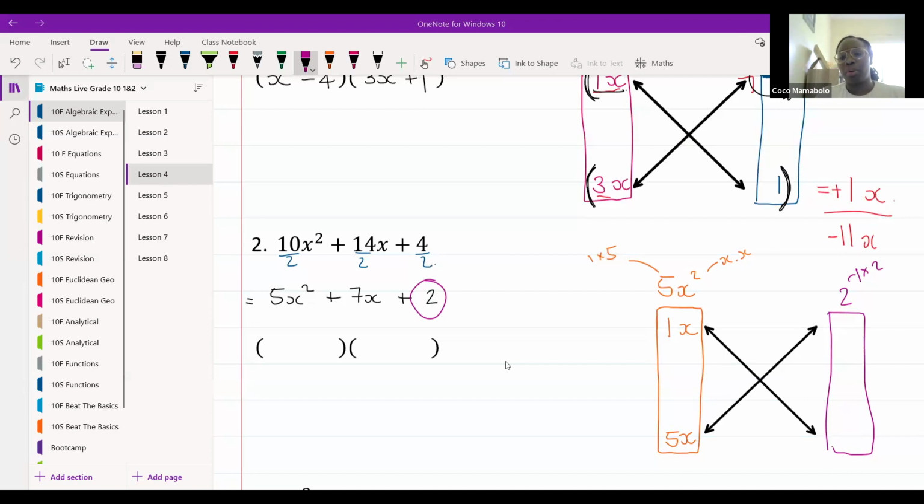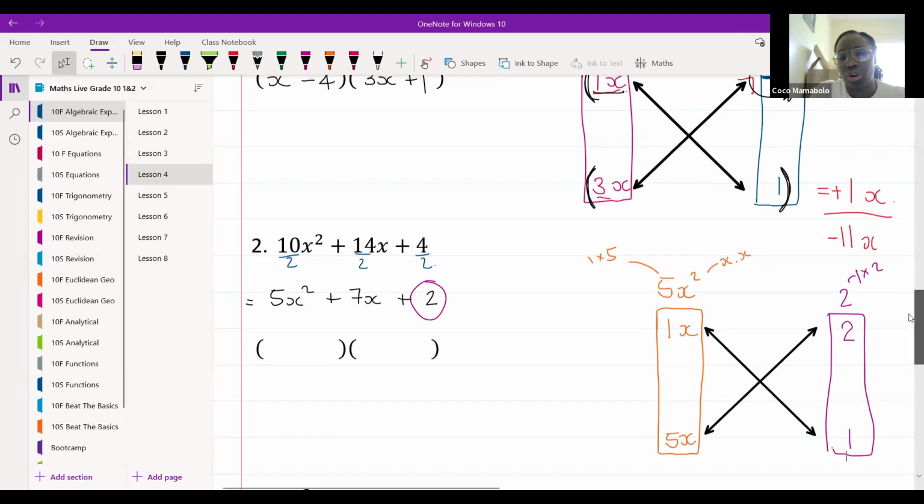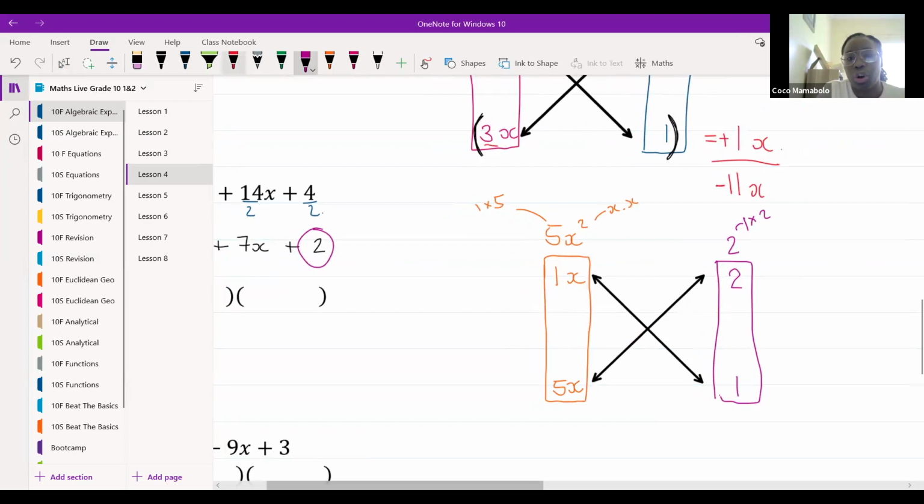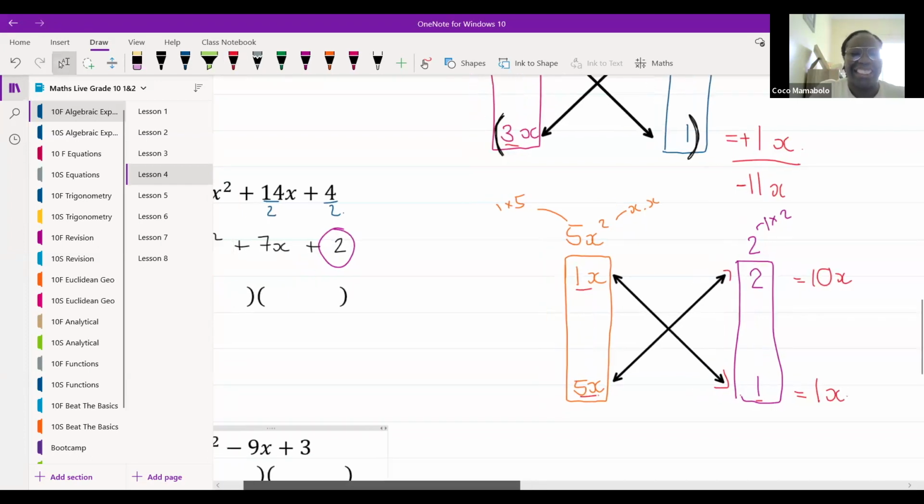Right? So what I'm going to do is put 2 over here, and I'm going to put 1 over here. It doesn't matter which order we put it in. It's trial and error. So we are then going to go here, and we're going to cross multiply. So we're going to go 1x times 1 is going to give us 1x, right? And then 5x times 2 is equal to 10x.